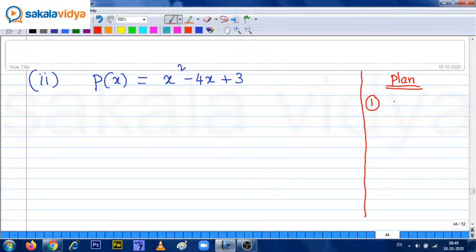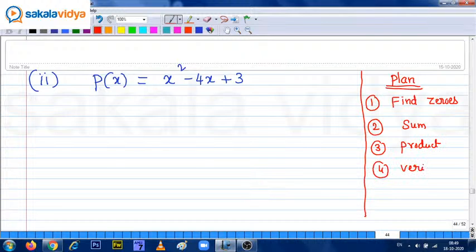First, find zeros. Second, find the sum. Next, third step, the product. And the fourth one is verification. These 4 steps need to be followed to solve this problem. So now let us solve it.